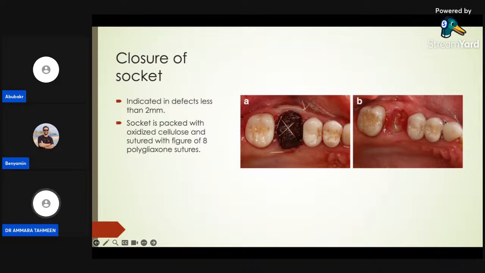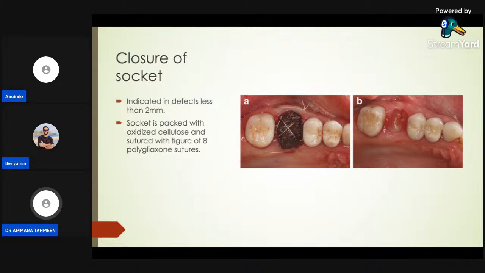As you can see in the post-operative healing phase, this defect has already closed, and the socket is already in the healing phase, and it has completely healed with new mucosa formation. So this is the management of the defects which are less than 2 mm.